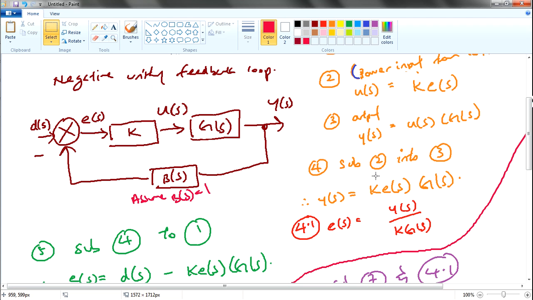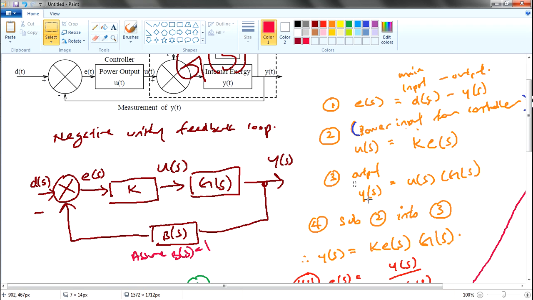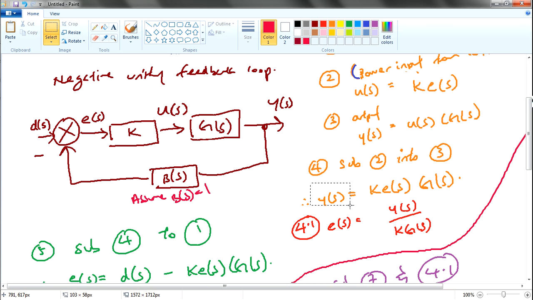So what I mean is, let's continue first and then you will understand. Y(s) is equal to, as we say, Y(s) is over here, the forward loop. So it's E(s) times K times U(s) times G(s). Sorry, U(s) is in terms of E(s) and times K. So K E(s) G(s), so it's this one and this one.